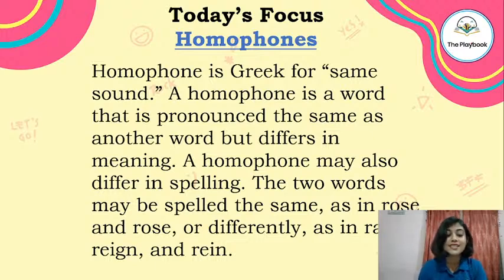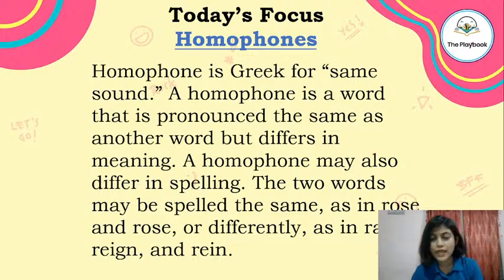Today's focus is homophones. Homophone is a Greek word for same sound, which means it's a word that is pronounced the same as another word but differs completely in meaning. A homophone may also be different in spelling, or it might have the same spelling as well. Looking at a set of examples, that is rose and rose, which is rose the flower and rose which is the past tense of rise.